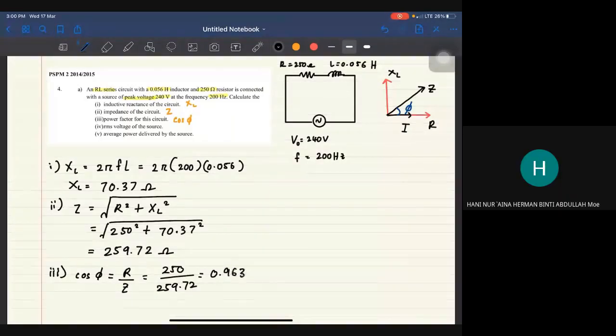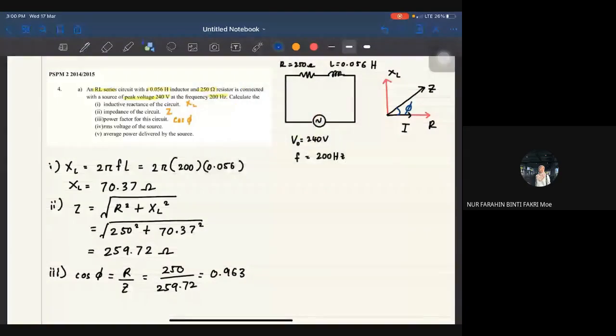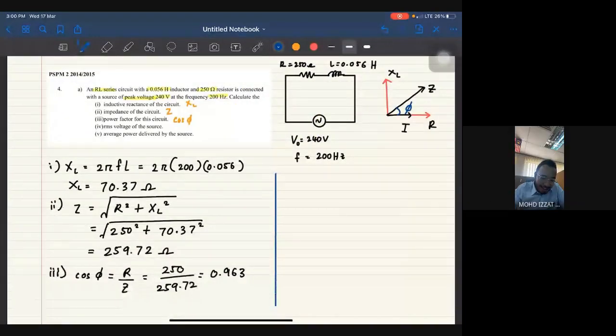Okay, this is the power vector factor. Don't find phi, don't put cos either, just leave it like this. This is the answer. Just leave it like that. Okay, so far can you guys follow? Yes, sir. Okay, sir. The next question is question number 4.